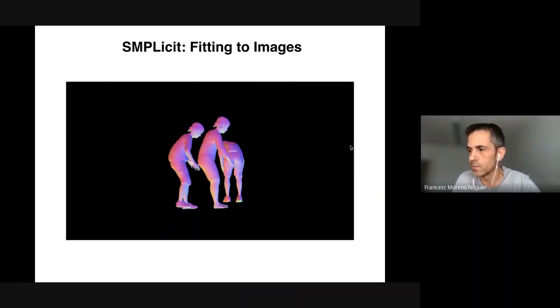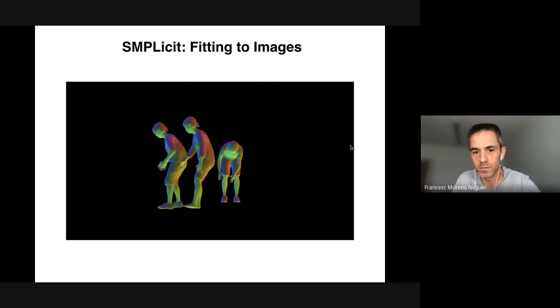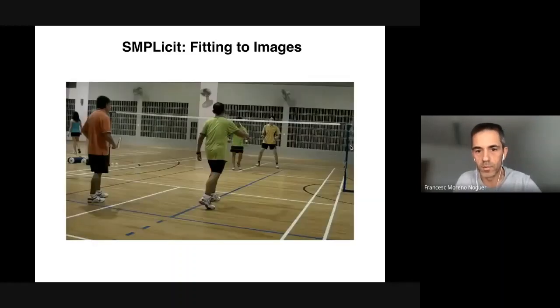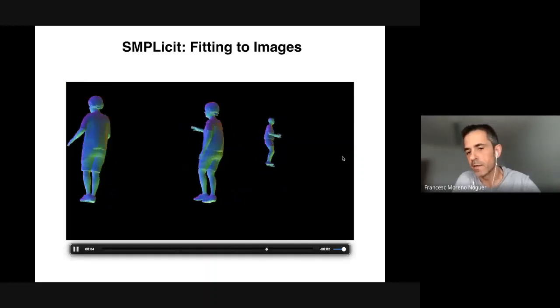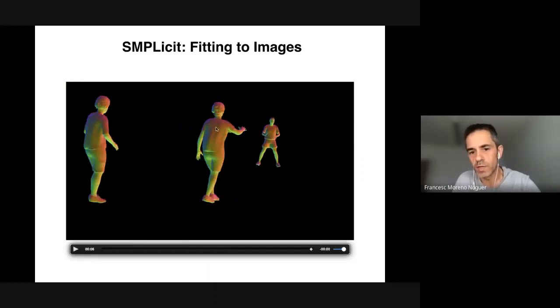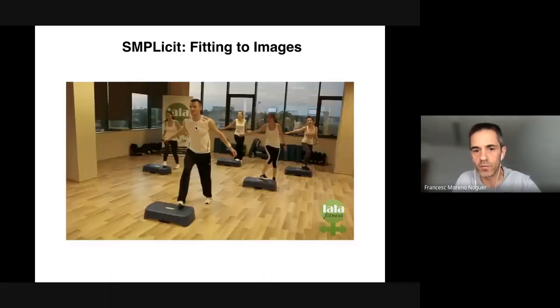So, some examples of the results. Here you see the results for 3 people, 4 people. We had a reconstruction for the upper body, for the lower body, for the shoes, and also for the hair.